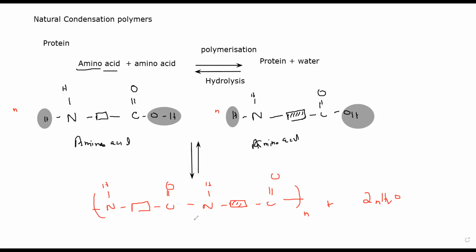And what type of linkage is there? This is protein. And what kind of linkage is there? What kind of bond do you see? The same bond you see in nylon. So that is called amide or peptide linkage. So in nylon, and in protein, you will find amide or peptide linkage.